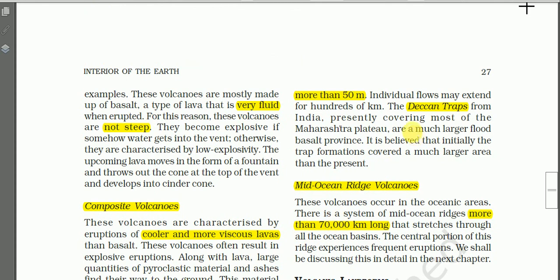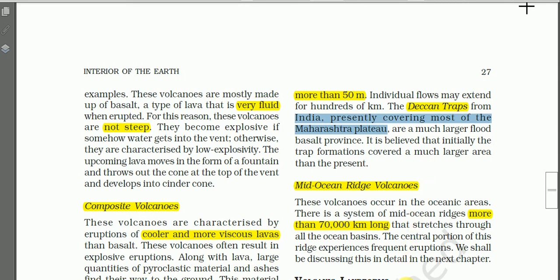An example of the flood basalt province is the Deccan traps in India. The Deccan traps, presently covering most of the Maharashtra plateau, are a much larger flood basalt province, and it is believed that initially the trap formation covered a much larger area than at present. In India, this flood basalt province was formed during the Tertiary period, when the Indian plate was moving towards the Asian plate. That means when the Himalayan mountains were uplifted about 55 to 60 million years ago. So there were eruptions, there were cracks on the surface of the earth, and these very fluid materials were oozing out, thus spreading over this area. It is now known as Deccan trap.